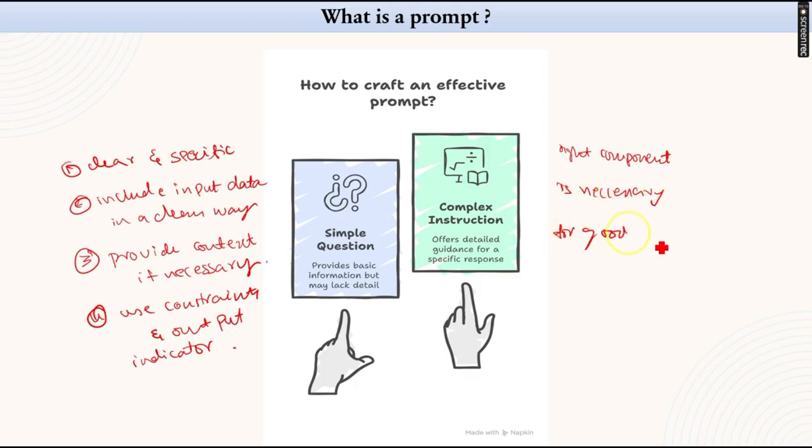So take your time. Use the components wisely, and you'll see how powerful and helpful AI can truly be.